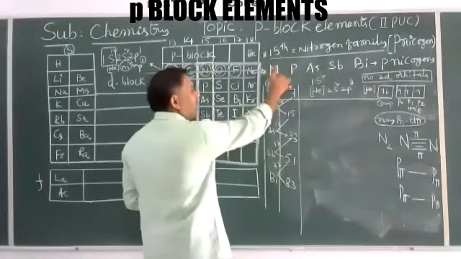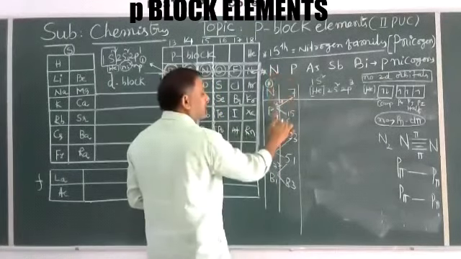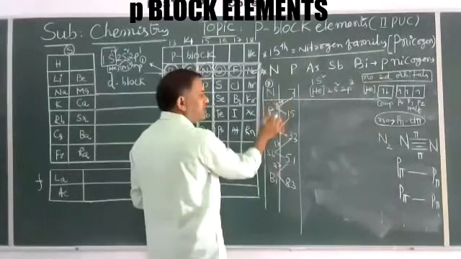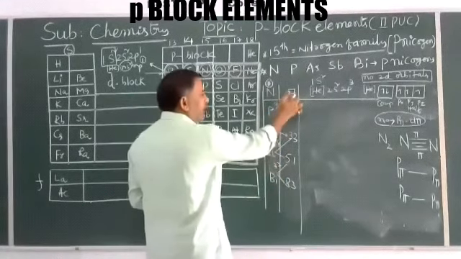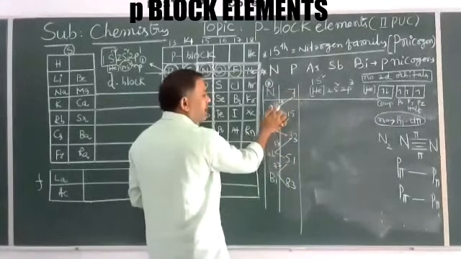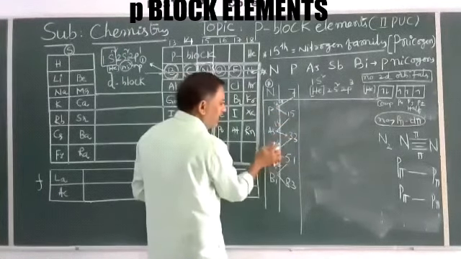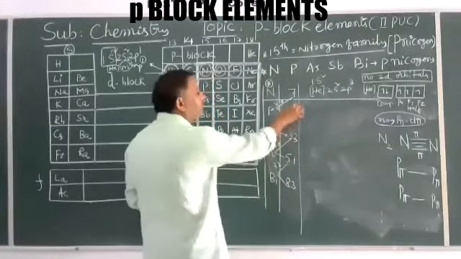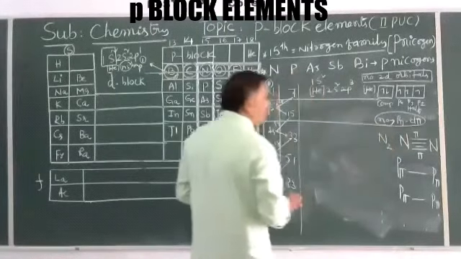Generally, from the second period onwards, the numbers are 8, 8, 18, 18, 32. To nitrogen's 7 add 8 to get 15, to this 15 add 18 to get 33, add 18 to get 51, and again add 32 to get 83. These are the atomic numbers of nitrogen, phosphorus, arsenic, antimony, and bismuth.